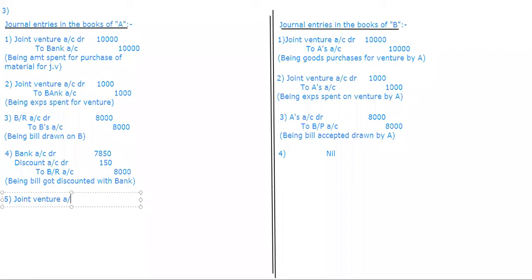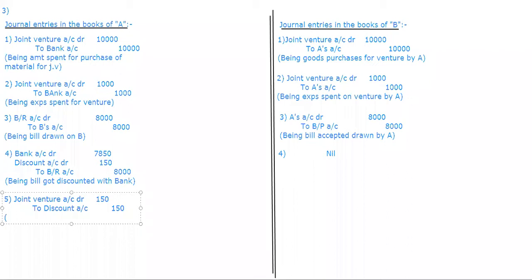Joint venture account debit 150 to discount account. So anytime whenever a bill got discounted, we never used to post it in anything. But here in the joint venture this is the case, because joint venture means what? Both, however many partners or co-venturers there are, have to equally bear the loss or profit of the venture.